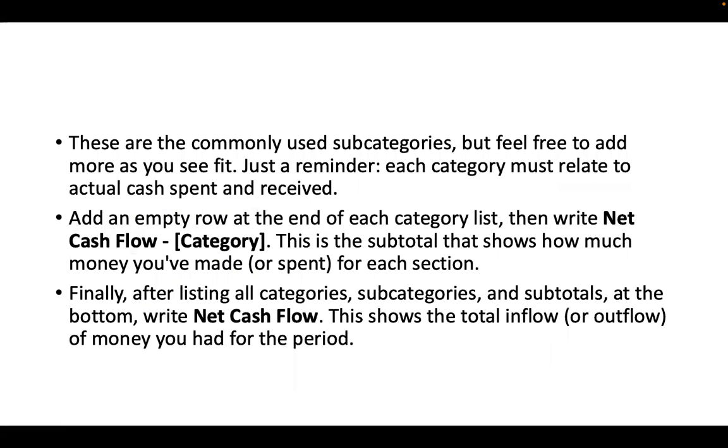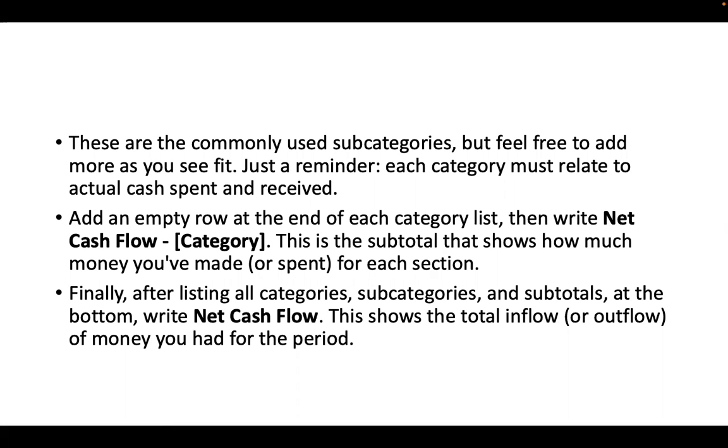So now these are the commonly used subcategories, but you can add more as you see fit. Just a reminder, each category must relate to actual cash spent and received. So we are talking about the subcategories, not the categories. Okay. So operating and financing would be the same, but if you want to change some subcategories among them, then you are free to do so.